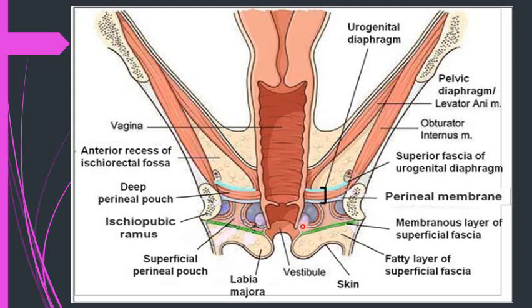And along with that, these two rounded structures which you can see are the greater vestibular glands, which are present along this vestibule in the female. These are the greater vestibular glands and their ducts, which open into the mucosa of the vagina. So these are also making up the content in the superficial perineal pouch of the female.